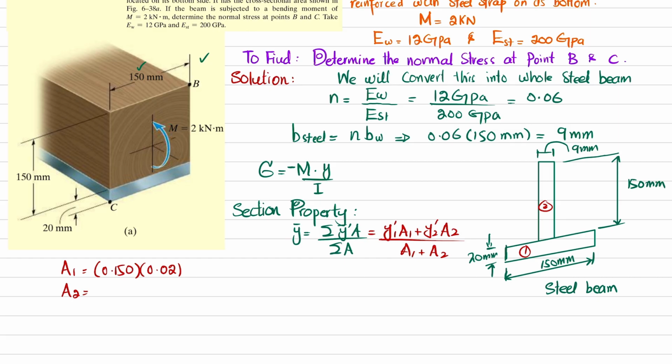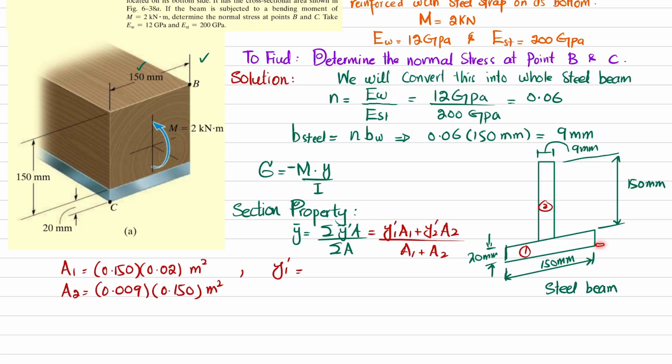So I can write a2 is 9 millimeter, which is 0.009 multiplied by length 0.150 meter. So the unit here will be square meter and here it will also be square meter. Now what is y1 dash? So y1 dash is the distance from the reference line till the mid of the first section.